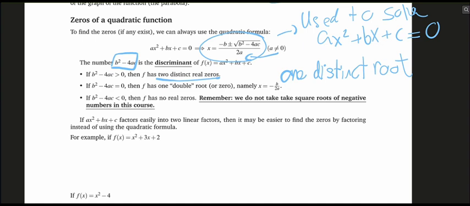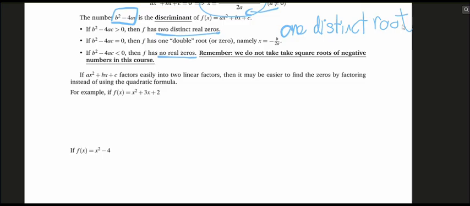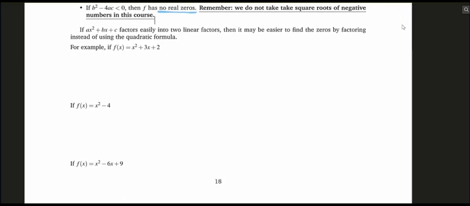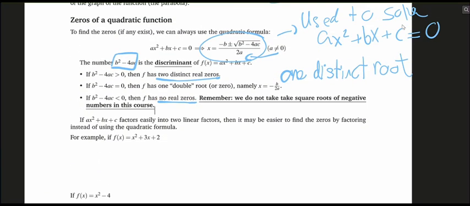We must not take the square root of a negative number. That just means that there are no real zeros, no zeros as far as this class is concerned. If ax squared plus bx plus c actually factors easily into two linear functions, we'll talk about this just now, then it may be easier to find the zeros by factoring instead of using the quad formula. If you would prefer to use the quad formula, you're totally at liberty to do so.